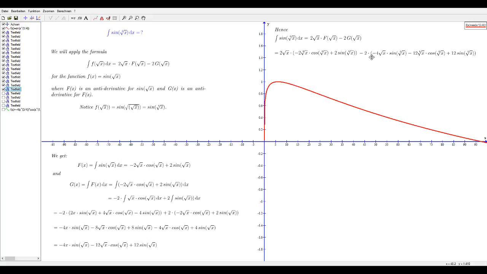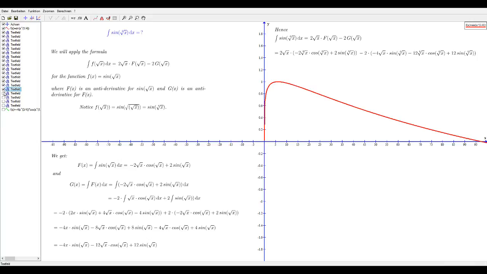So here is the minus 2, and then you just look at capital G of x and you plug in square root of x instead, right? So instead of having a minus 4x times sine square root of x, you now have a 4 square root of x times sine fourth root of x, right? And those other square roots here will now become fourth roots, right?